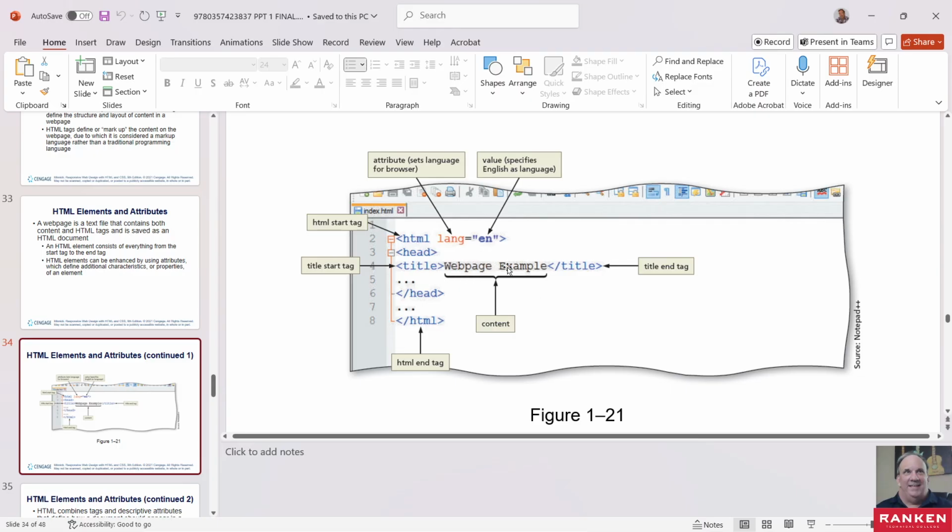And we'll see this in action a lot more tomorrow. But this web page example is going to actually show up in the browser, not in the content, but actually within the tab. We'll see this tomorrow.